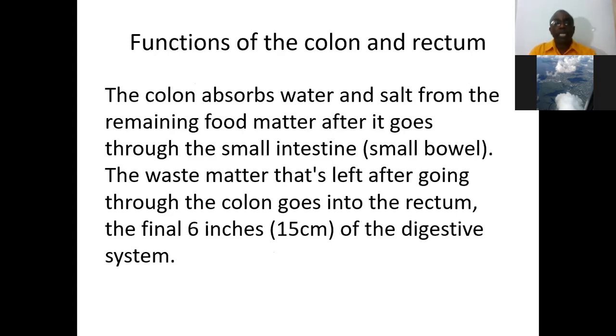All right, so as we said, the function is that it absorbs water and salt from the remaining food matter after it goes through the small intestine, the small bowel. The waste matter that is left after going through the colon goes into the rectum, the final 6 inches or 15 centimeters of the digestive tract. This section tends to be bigger than the colon itself. It's bigger to hold, and in some people it can stretch too.